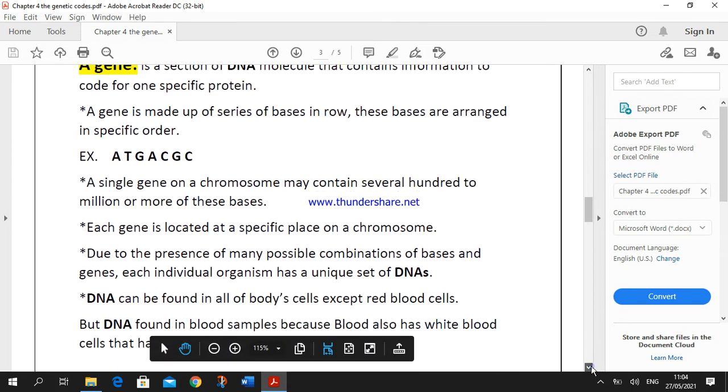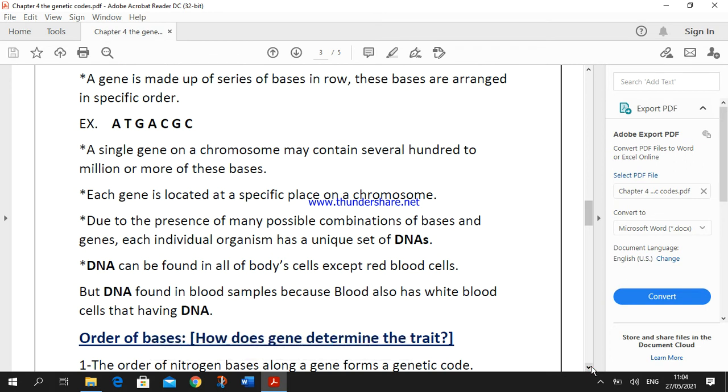DNA is found in all types of the body's cells except red blood cells, because red blood cells don't contain a nucleus, so they have no DNA. But by taking a blood sample and examining it, we can obtain DNA, because DNA is found in blood samples due to the presence of white blood cells, which have DNA because they have a nucleus.